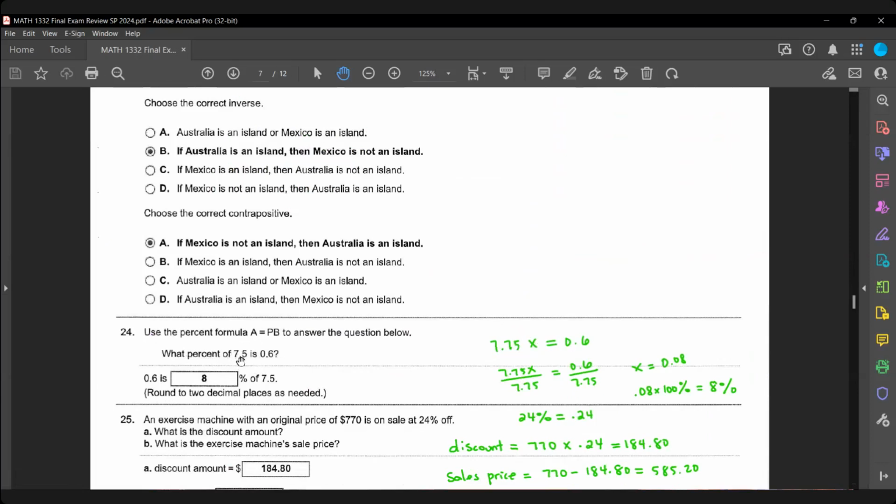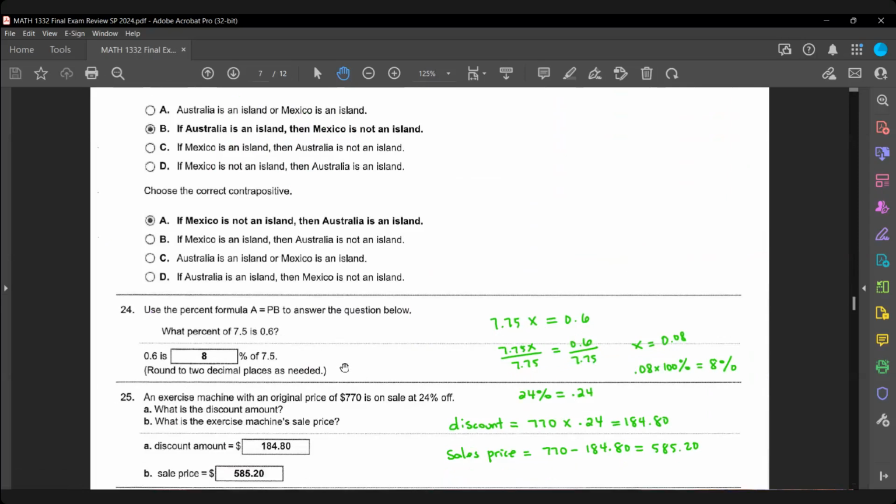What percent of 7.5 is 0.06? Well, notice that I'm writing that as 7.5 times the percent will be equal to 0.06. In solving this equation, we divide by 7.5 on both sides. So what we are doing on the calculator is 0.06 divided by 7.5 will be equal to 0.008, and then we convert that to percent. Okay.